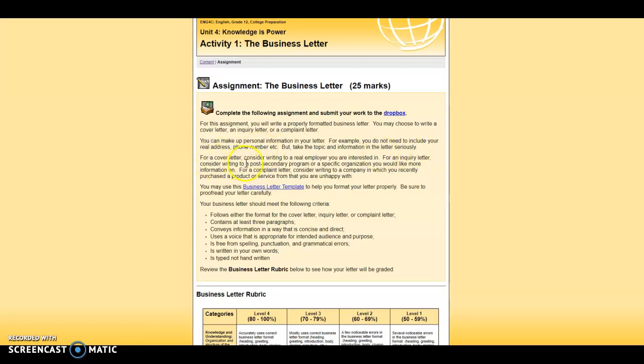Okay? So for a cover letter, you can consider writing the letter to a real employer that you're interested in. This could be good practice for the next time that you hand in a cover letter and a resume and apply for a job. For an inquiry letter, you can consider writing to a post-secondary program or a specific organization you would like more information on. So if you are thinking of applying to college or university, or to any sort of program, you can write requesting more information.